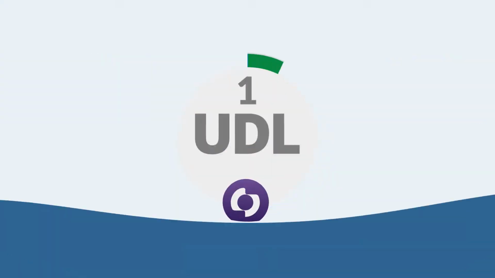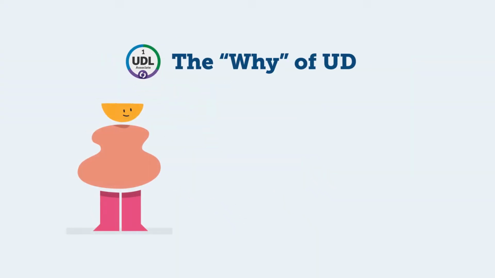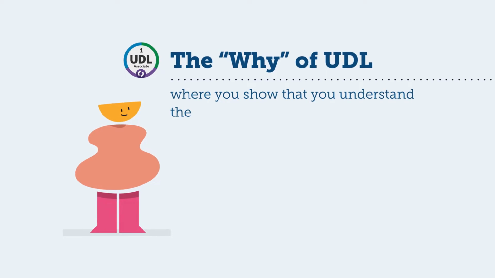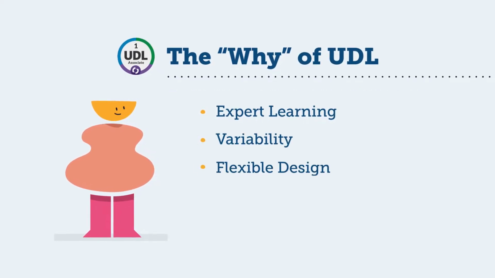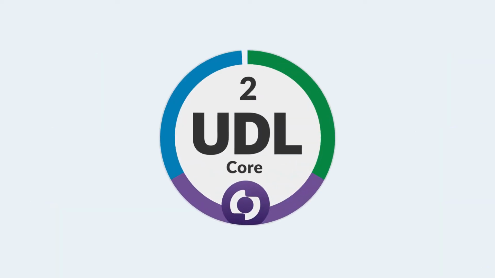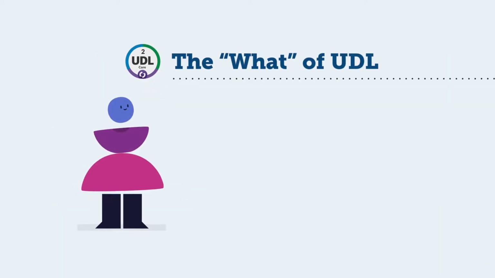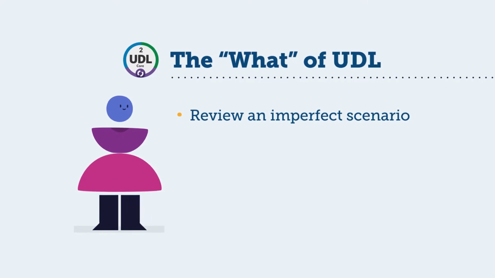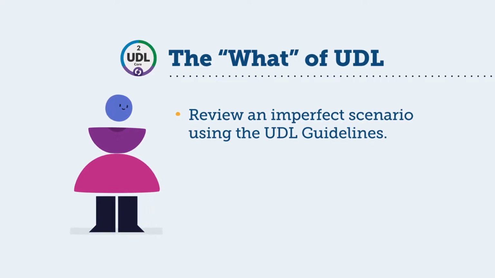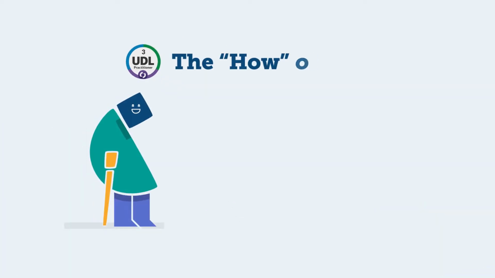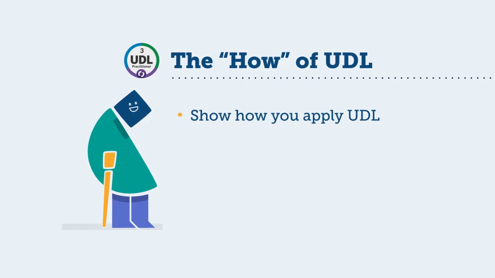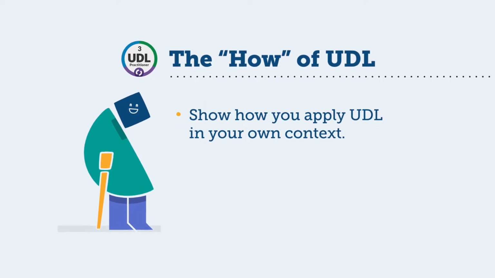Right now, we have 3 levels of micro-credentials. Level 1 is the why of UDL, where you show that you understand the UDL core concepts like expert learning, variability, and flexible design. Level 2 focuses on the what of UDL, where you review an imperfect scenario to analyze how the design reduced barriers and anticipated variability using the UDL guidelines. And level 3 is the how of UDL. This is where you show how you apply UDL in your own context.